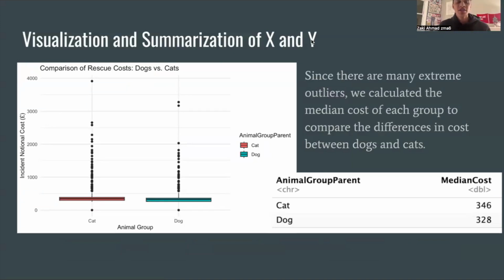So we actually want to see the difference between our cats and dogs, which is our X categorical variable. So we use a side-by-side box plot to be able to look at that difference in a little bit more depth. We can see that each group has significant outliers, but cats go a little bit higher. It's a little bit difficult to see the difference in median cost from the side-by-side box plot that we used. So we used a frequency table, which is our summarization technique when using two variables. And we can see that cats have a slightly higher median cost to rescue than dogs, but it's not much more.